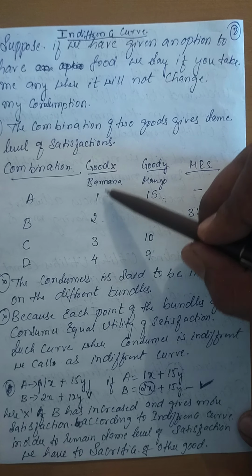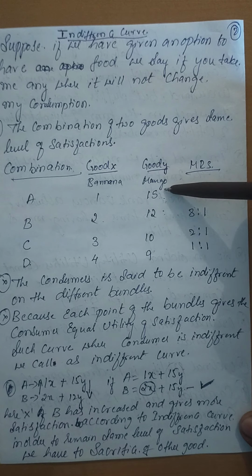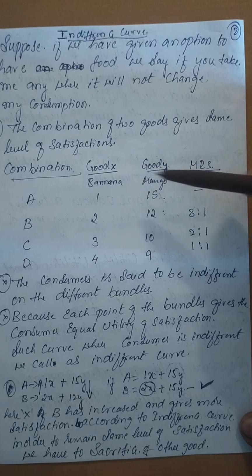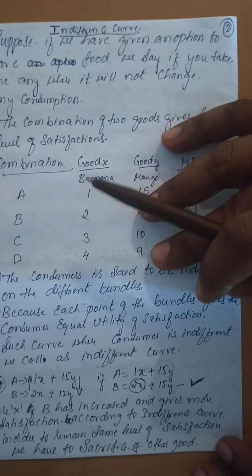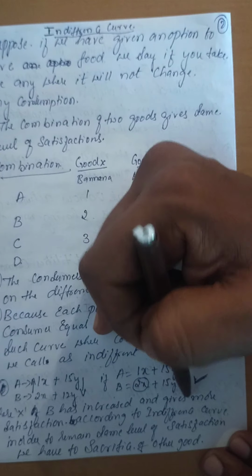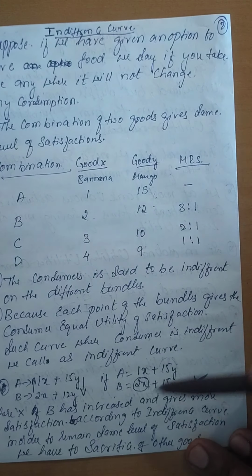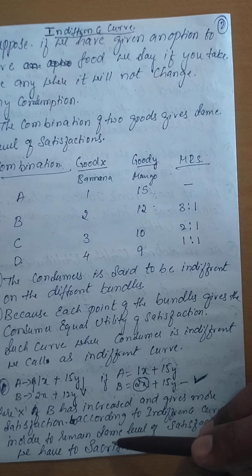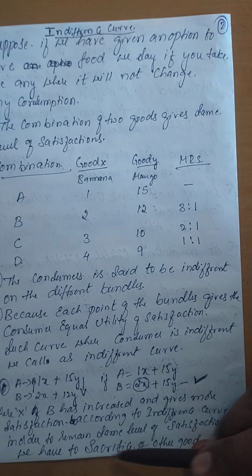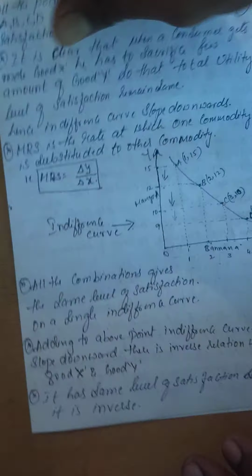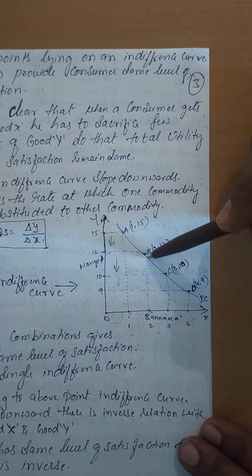So that means for every single additional unit of one good, another good has to sacrifice. That is good x and good y. If x of b has increased and gives more satisfaction, then according to the indifference curve, in order to remain at the same level of satisfaction, they have to sacrifice. If they are not on the same indifference curve, then satisfaction will not be the same. If they want to remain on the same indifference curve, they have to sacrifice.